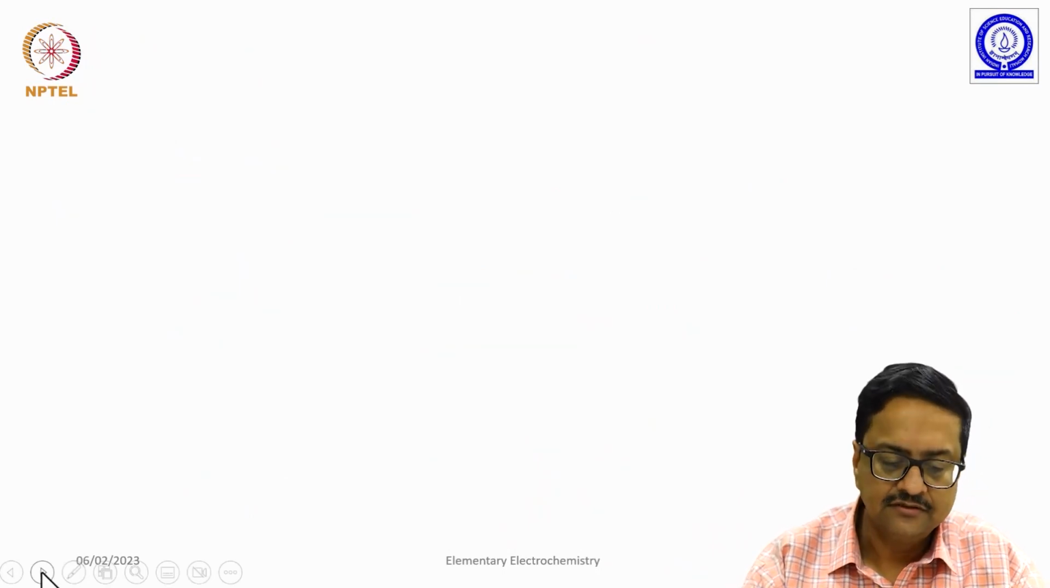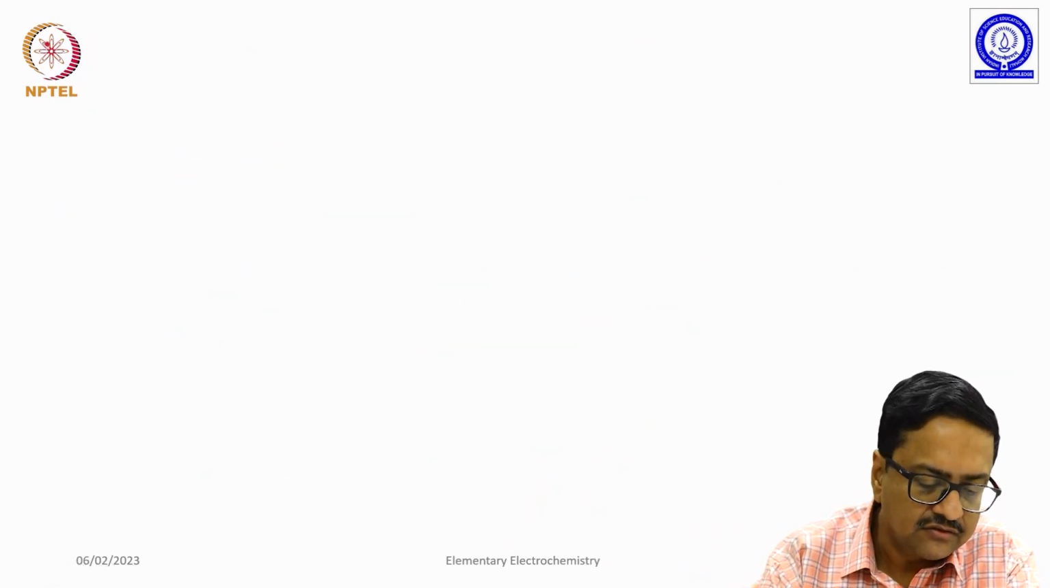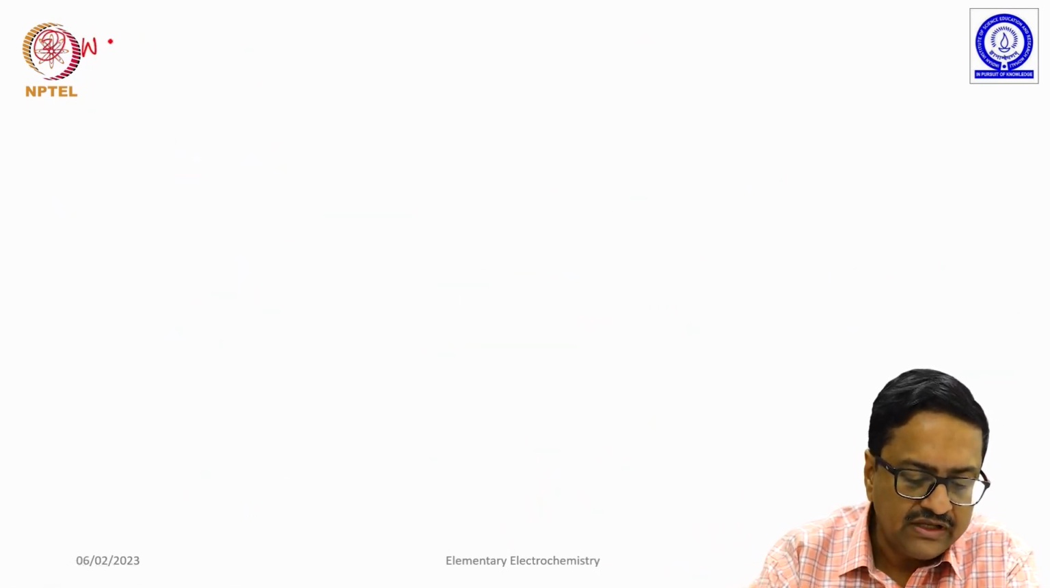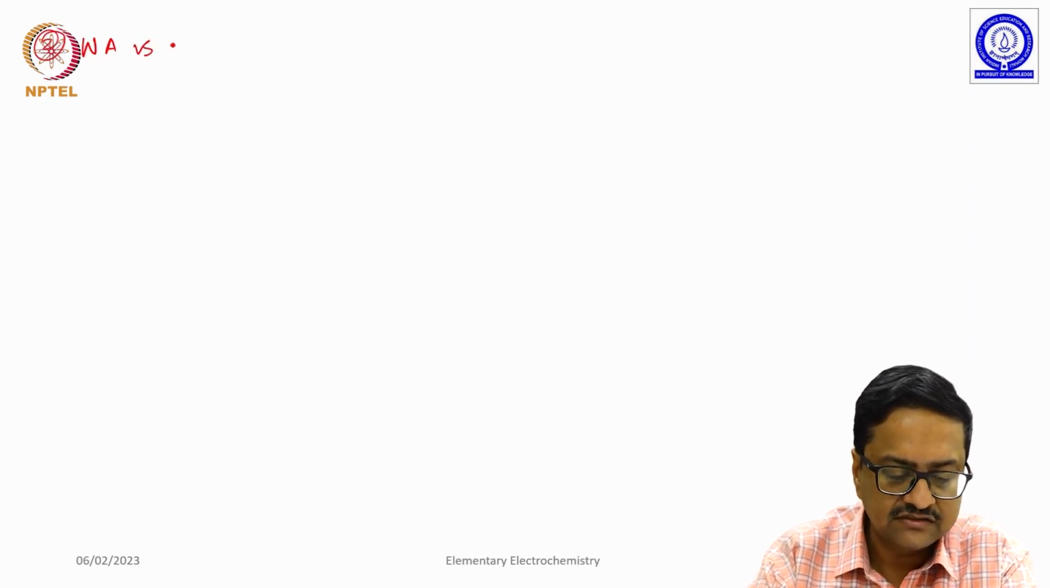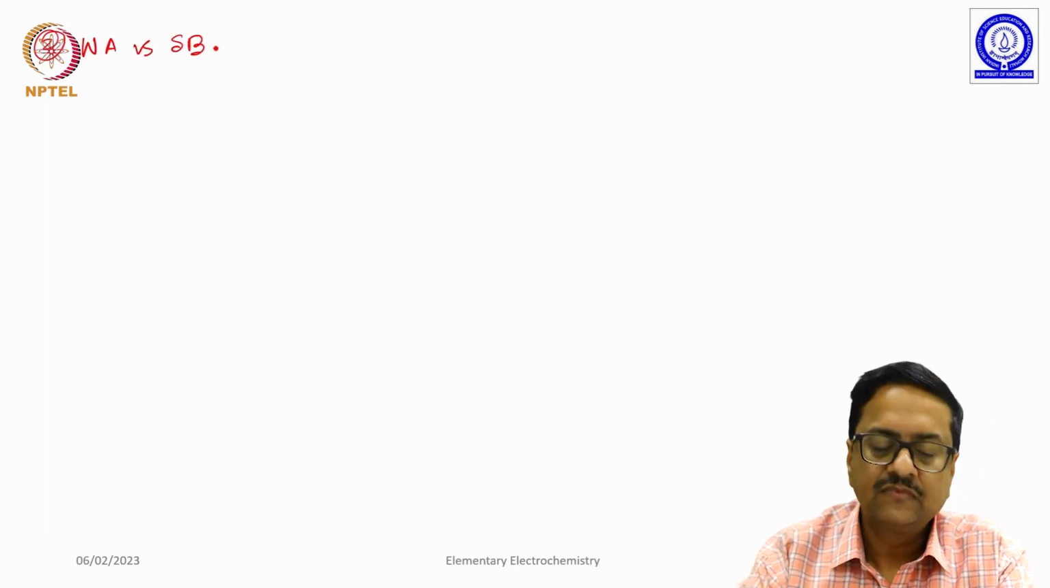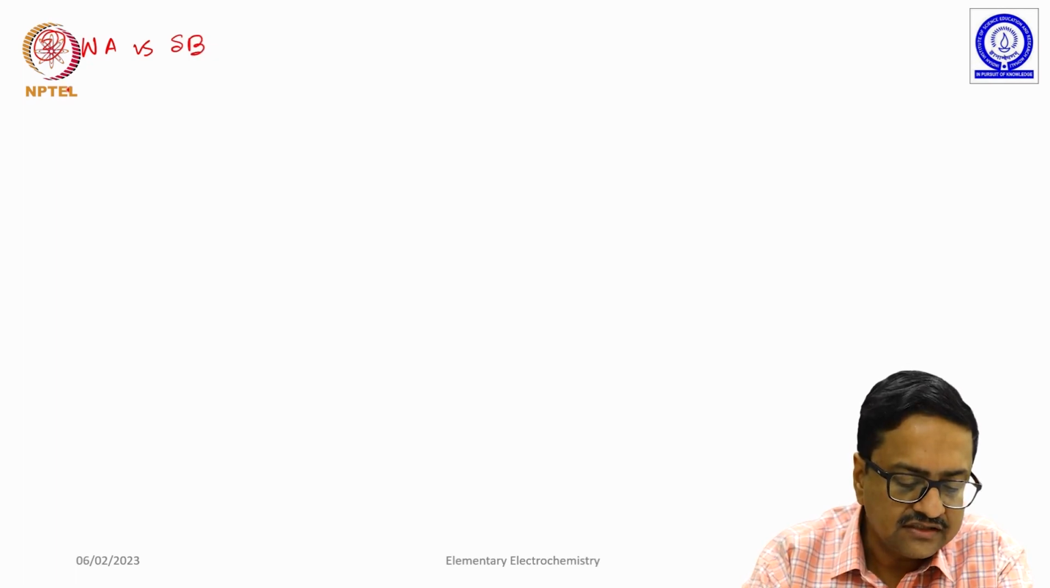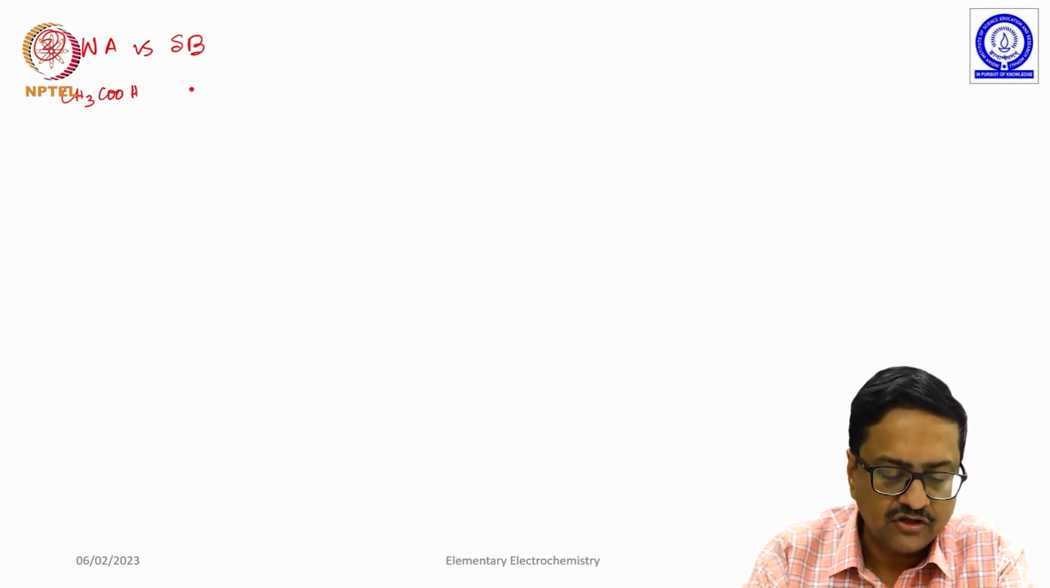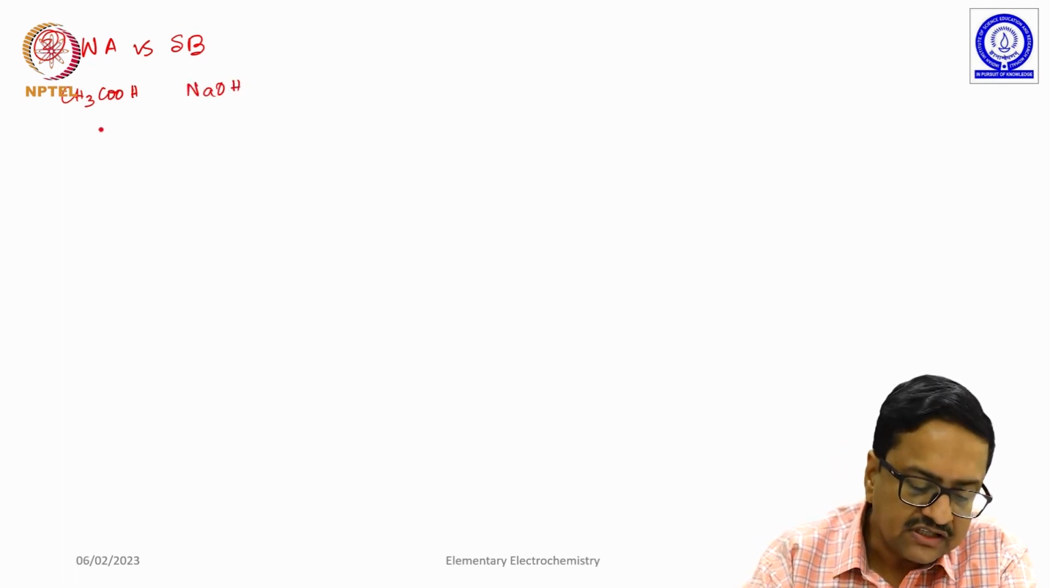The next thing is weak acid versus strong base. Here my weak acid is acetic acid and strong base is NaOH. What happens in case of a weak acid?